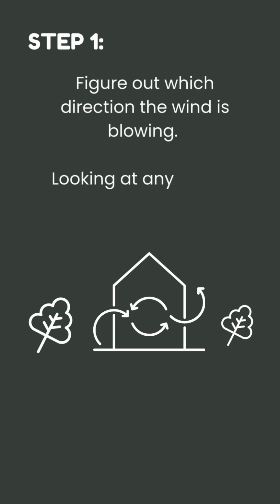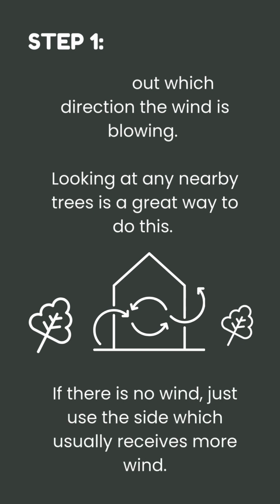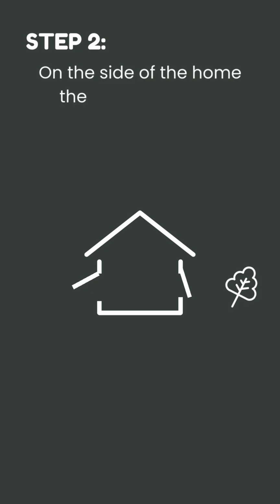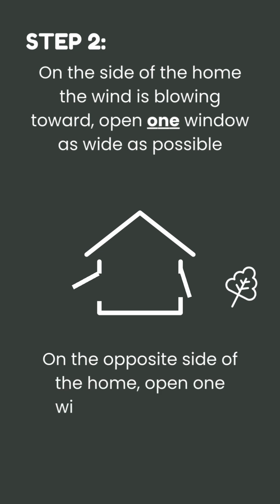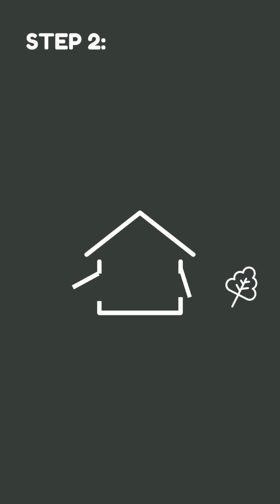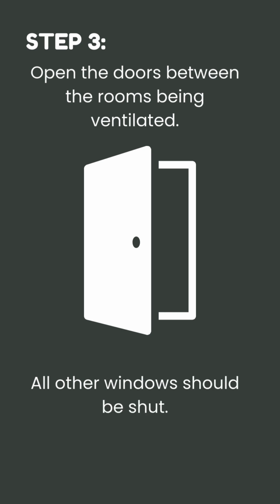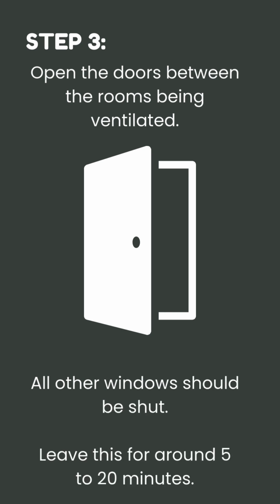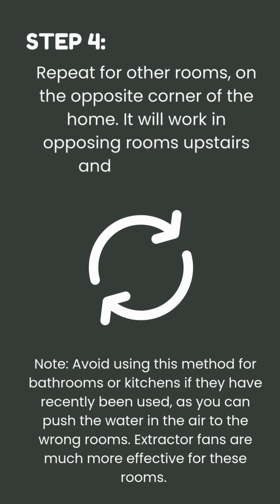The first step is to figure out which direction the wind is blowing. Looking at any nearby trees is a great way to do this. On the side of the home the wind is blowing toward, open one window as wide as possible. On the opposite side of the home, open just one window, a small amount. Keep the doors open between the rooms, but all of the other windows should be shut, and you should do this for 5 to 20 minutes daily. And finally, repeat for other rooms on the opposite corners of the home.